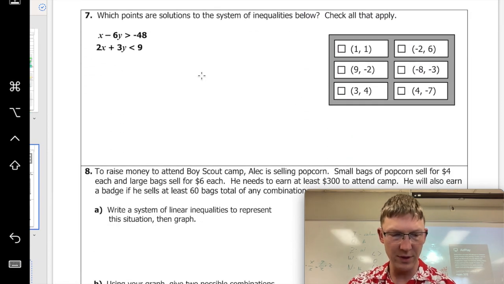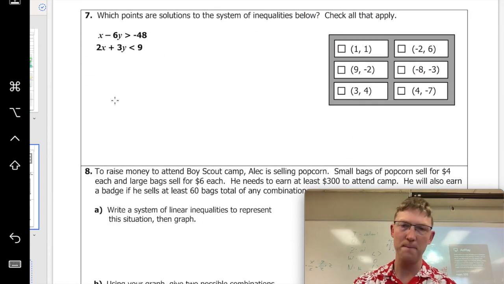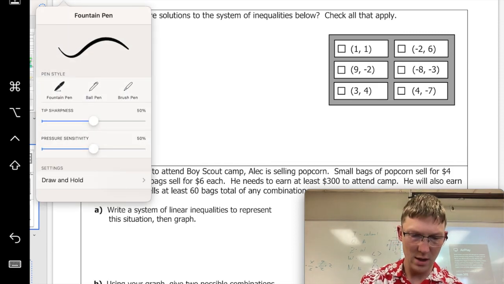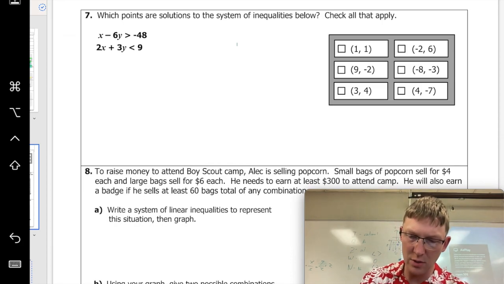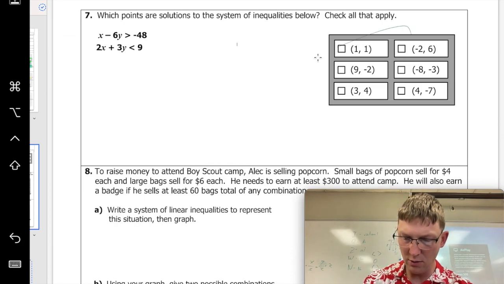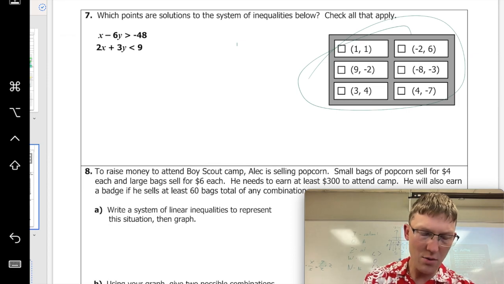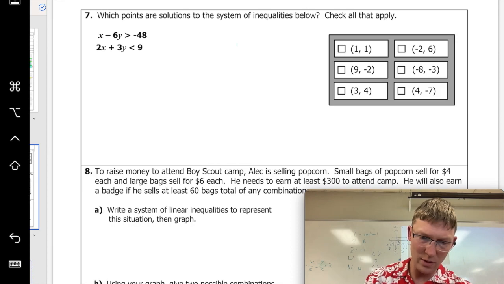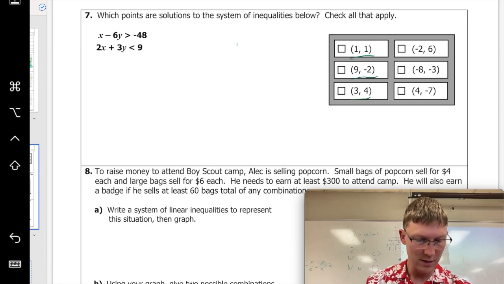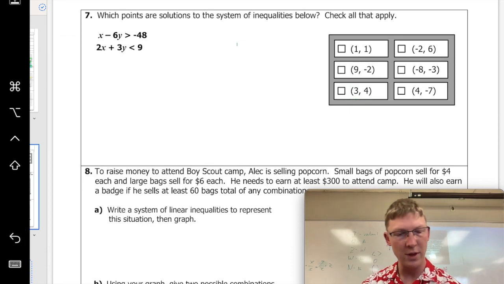I'm going to do this next problem because it's a little different and might as well. It says, which points are solutions to the system of inequalities below? Check all that apply. And they're referring to those things right there. Normally you could graph it, put all the points on there, but the reality is that you can literally just stick all of these points into both equations and see if they return a true value. So that's essentially what we're going to do.